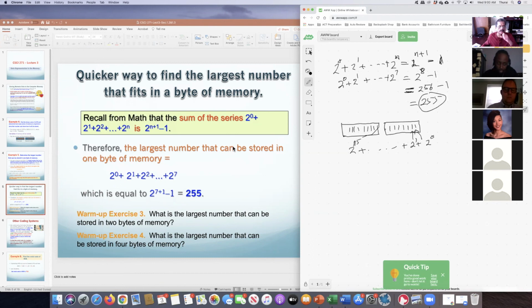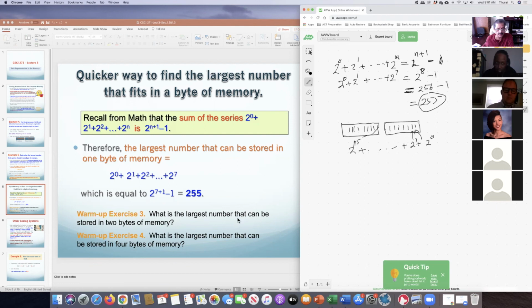This formula in the box here you need to remember, because your questions in the homework and test can deal with different numbers of bytes. I can ask you what is the largest number that fits in 3 bytes of memory or 4 bytes of memory, all those questions. So you have to be ready for any of those.